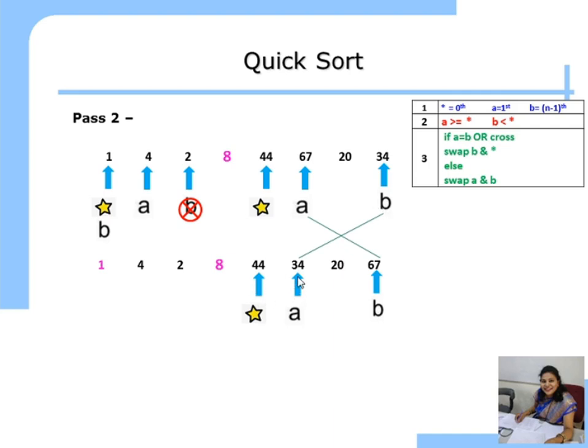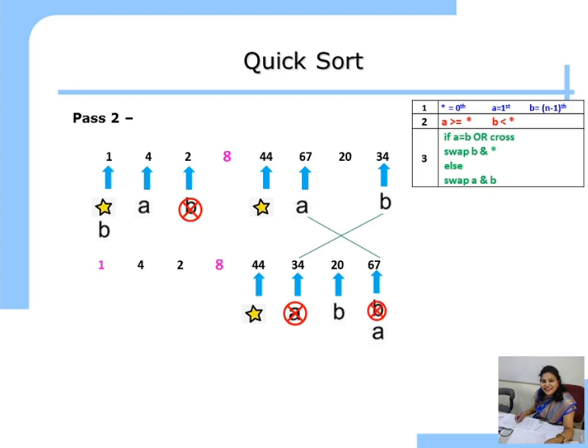So A should be greater than pivot. Is it? 34 is greater than 44? No. 20 is greater than 44? No. 67 is greater than 44? Yes. So we will put the A to the 67 and delete the previous A. Now we adjust the B. B should be less than pivot. 67 is less than pivot 44? No. 20 is less than pivot? Yes, 20 is less than 44. So new B is 20. We delete the previous B.